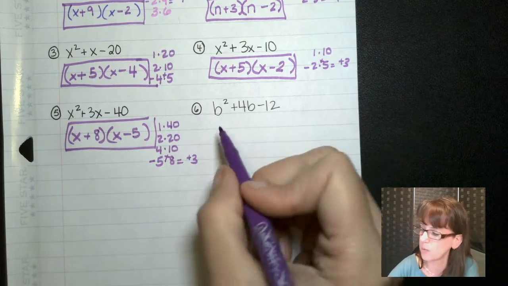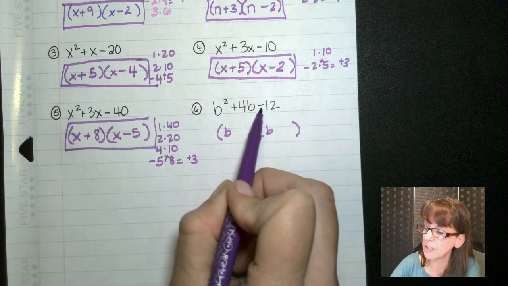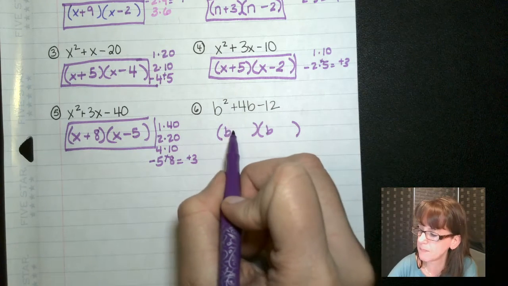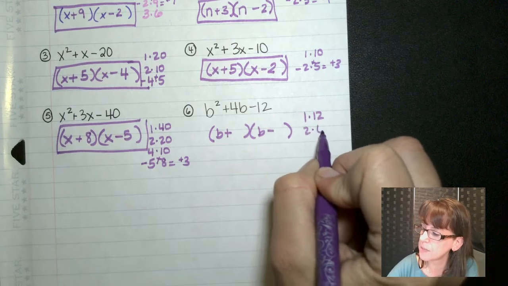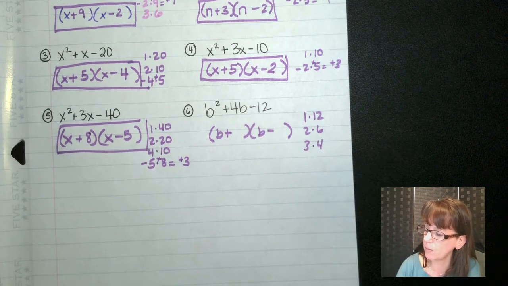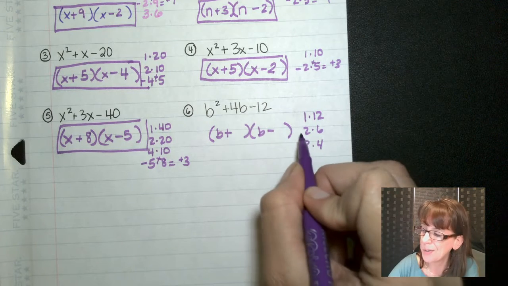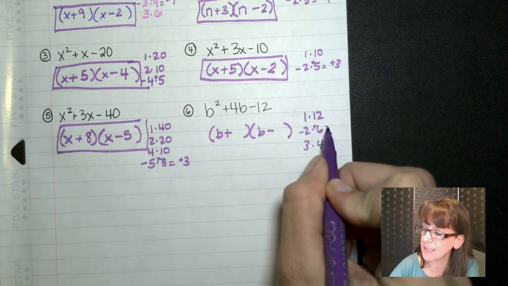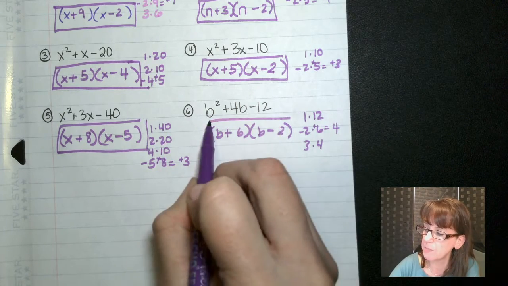Let's look at this one. We have b. This tells me different signs. Don't care about that. Plus, minus, or minus plus. 1 times 12, 2 times 6, 3 times 4. Okay, I need a positive and a negative that adds up to positive 4 here. Well, if I do negative 2, positive 6, that gives me positive 4. So negative 2, positive 6. Bam, there you go.